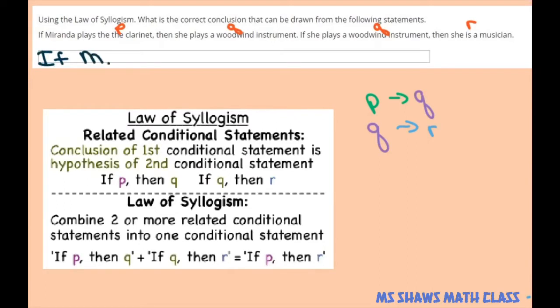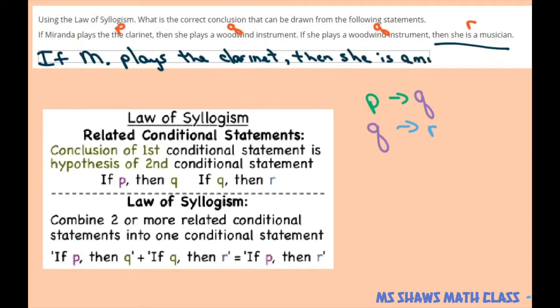if Miranda, I'll just put M, plays the clarinet, then we're going to do R. Then she is a musician. I don't know how to spell, but okay, so that's what a law of syllogism is.